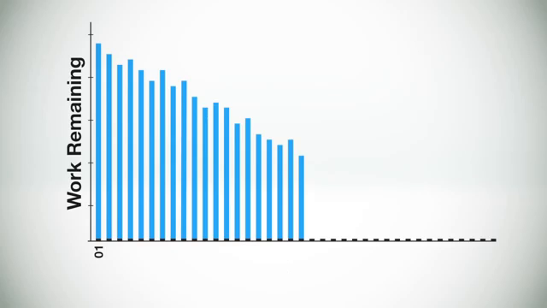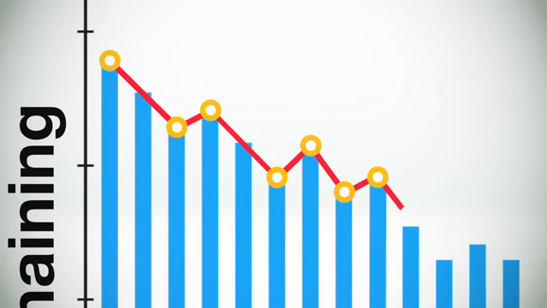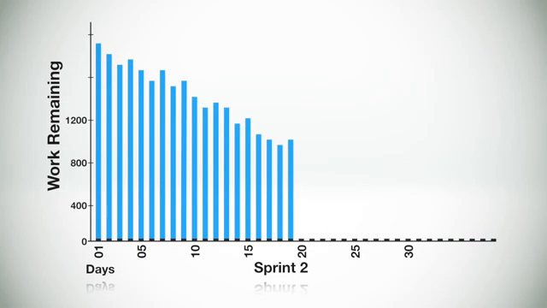The burn-down chart provides a day-by-day measure of the amount of work that remains in a given sprint or release. In this graph, you can see that the amount of work remaining bounces up and down from day to day, but is generally trending towards 0. Because historical information is provided in the burn-down chart, it's easy to see if the team is on the right track.